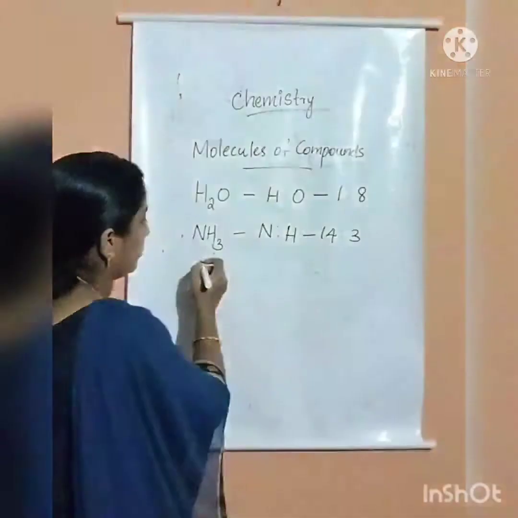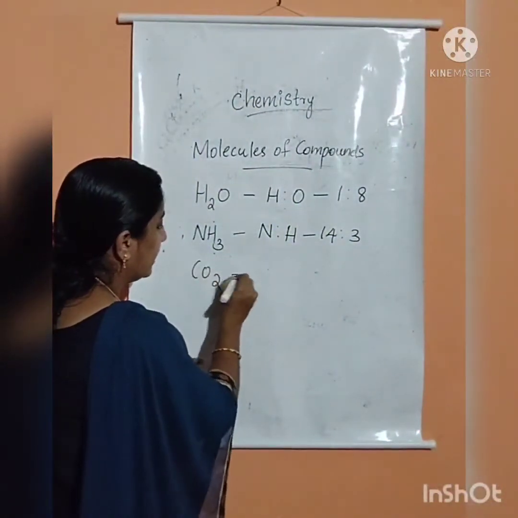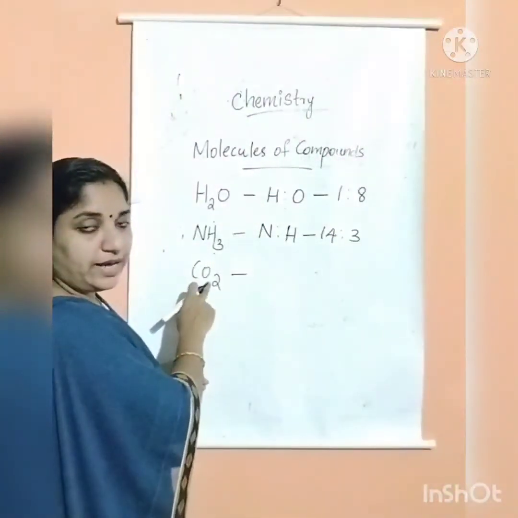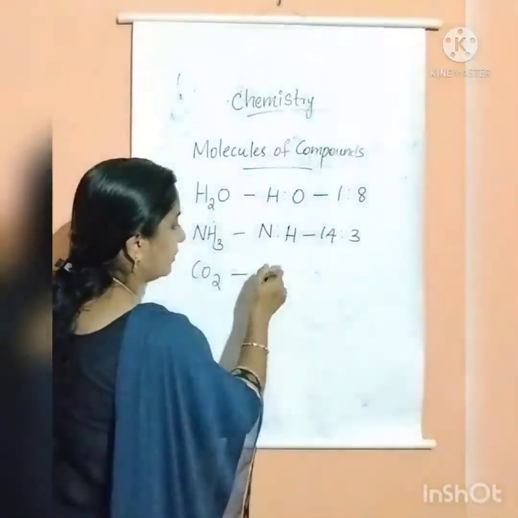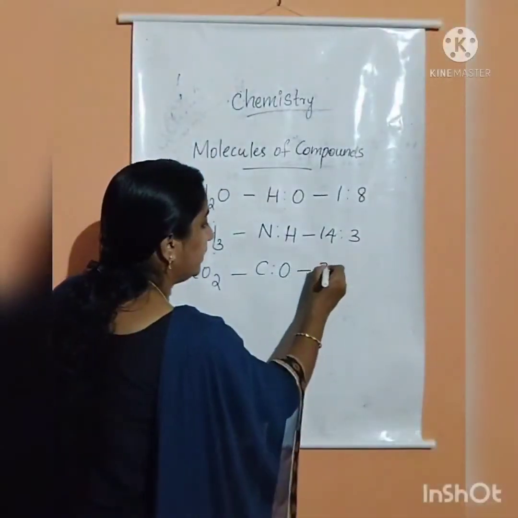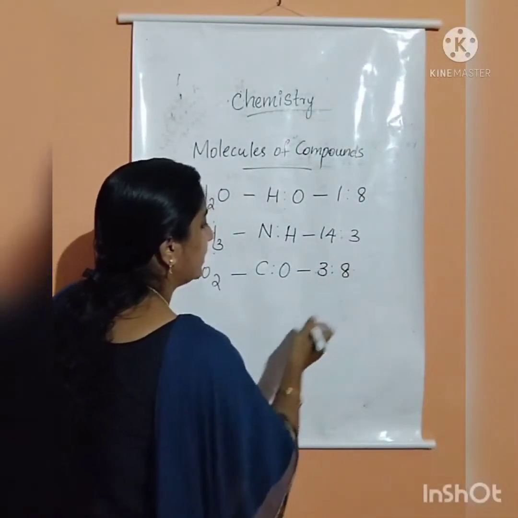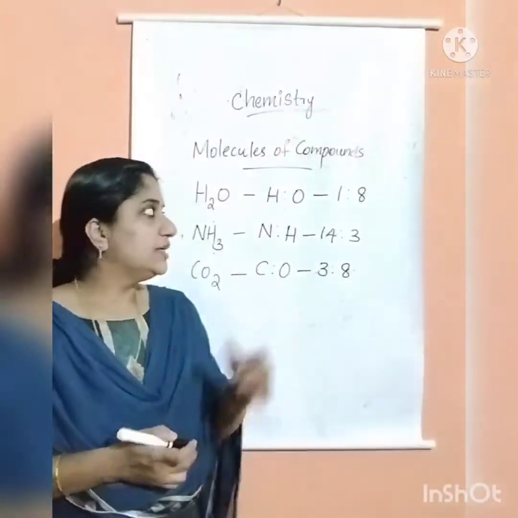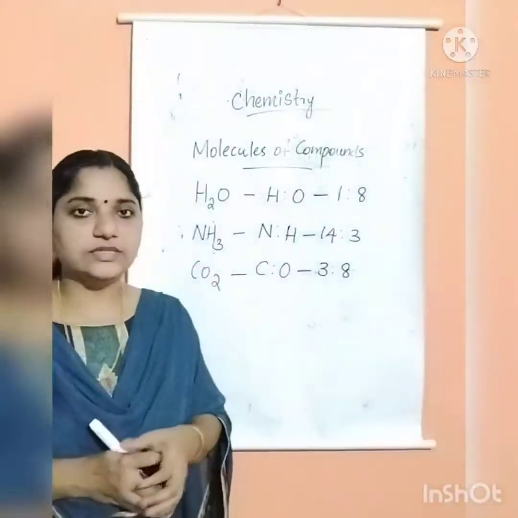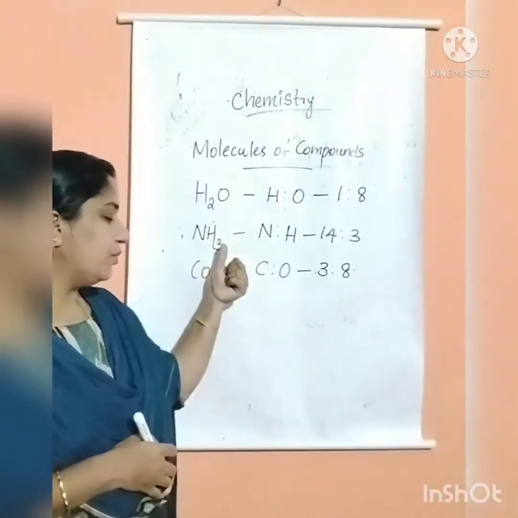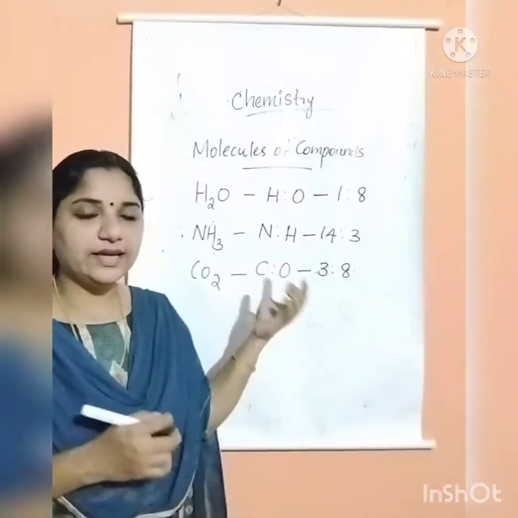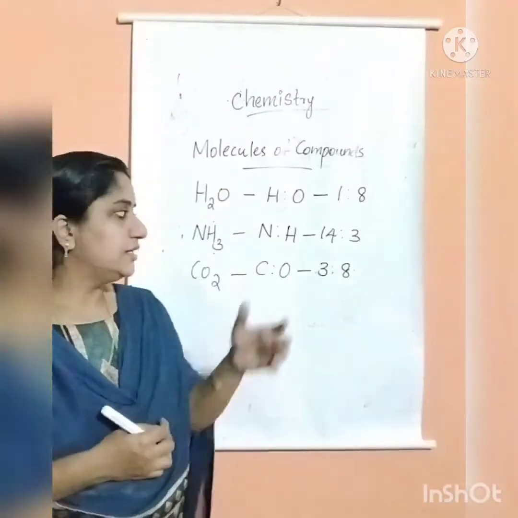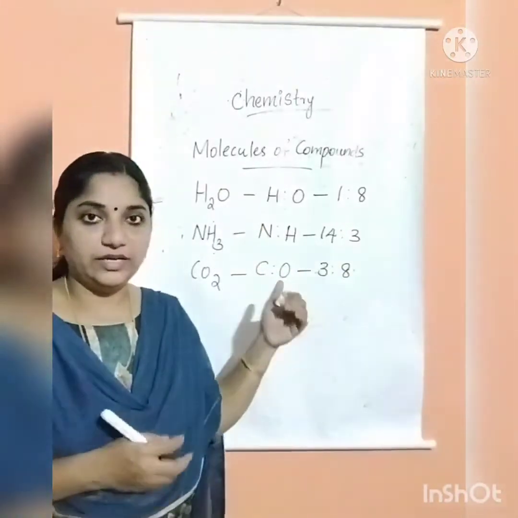Then what about carbon dioxide? Yes, carbon dioxide is another compound. Here you can see the atoms are carbon and oxygen, and the combining ratio will be 3:8. This is the ratio of carbon and oxygen. So, this is molecules of compounds. Here, water, ammonia and carbon dioxide are combined in a definite proportion by mass. Then only these compounds are formed in a fixed proportion.